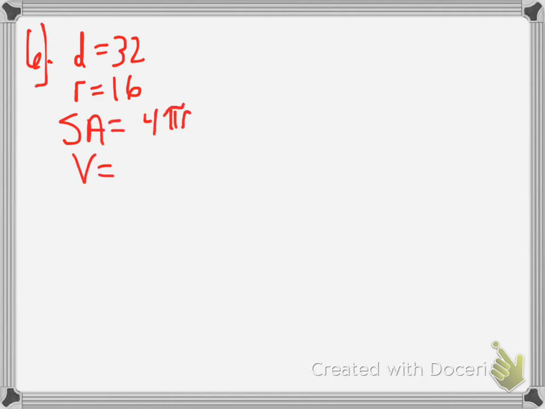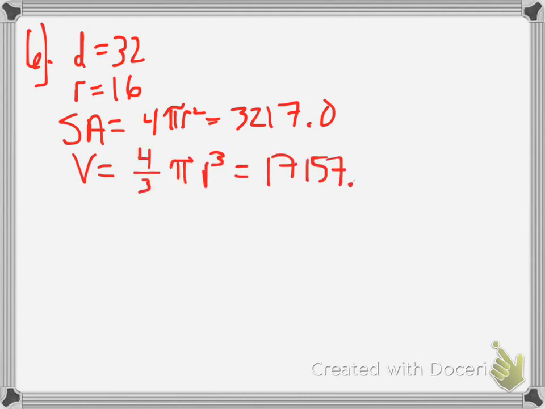Okay, number 6 and number 7 are about spheres. If you have a diameter, just remember to divide by 2 to get the radius, and then you apply the formulas, which are 4 pi r squared, and then 4/3 pi r cubed. Those should be fairly easy. Yes, you might get some crazy numbers, but that's okay.